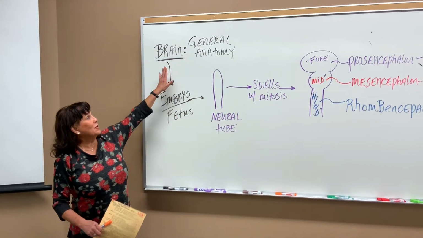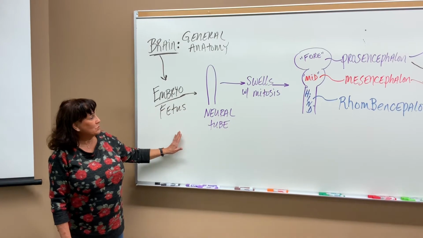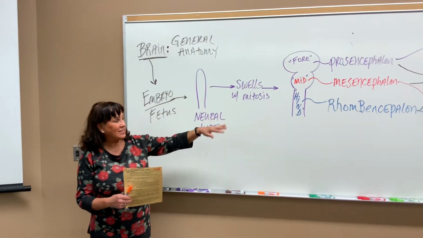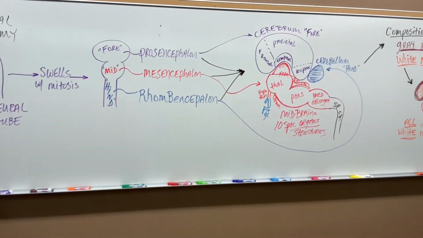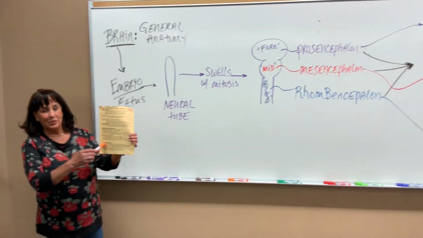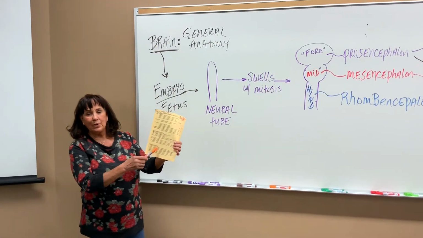So now we're going to start on brain general anatomy. We're going to go through the steps as it develops, and then tell you what it's basically the composition of the different brain areas that we have on the board. This information is also on the first sheet of your lecture notes. Down on the bottom, it says general brain anatomy.